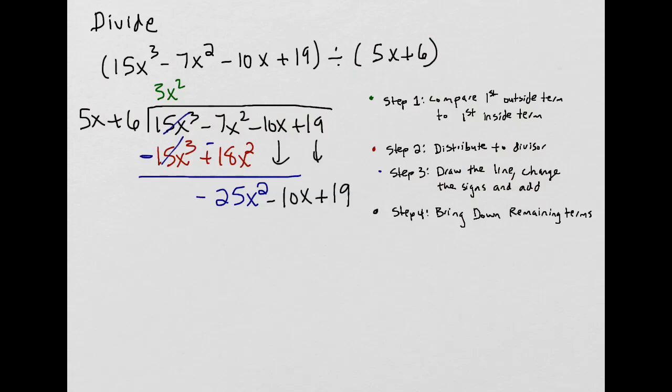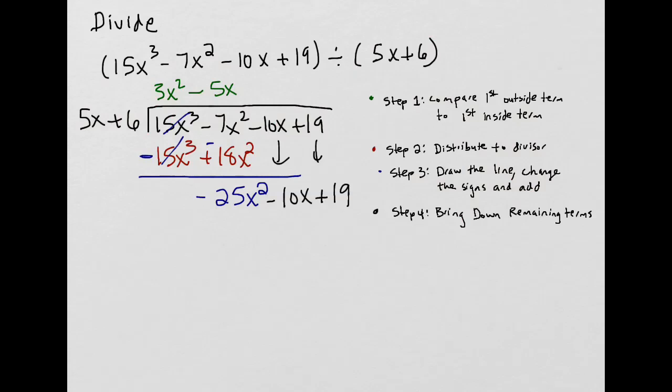So I'm looking for, okay, what times 5x gives me negative 25x squared? Well, I know that 5x times negative 5x would give me negative 25x squared. So I'm done with step 1 again. So if I go on to step 2, I want to take this guy, negative 5x, and multiply him to both terms in my divisor. So here we go. We'll do that in red again.